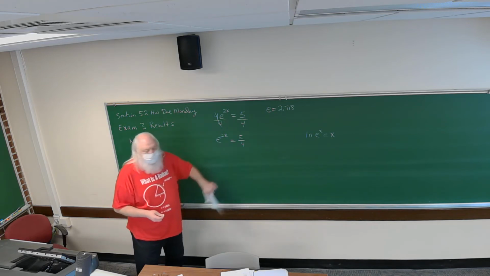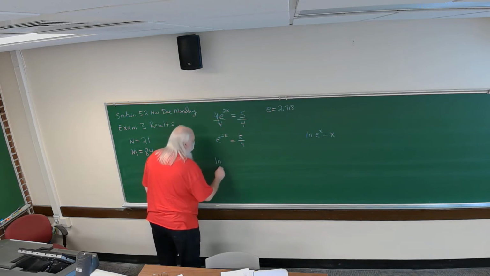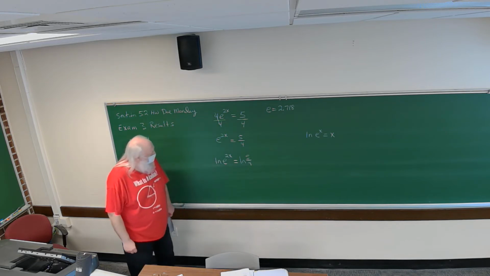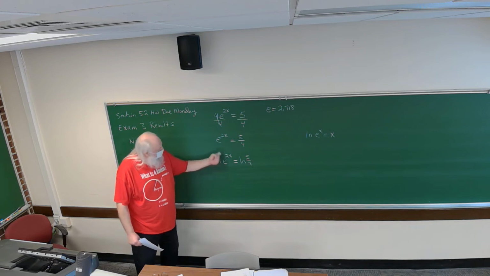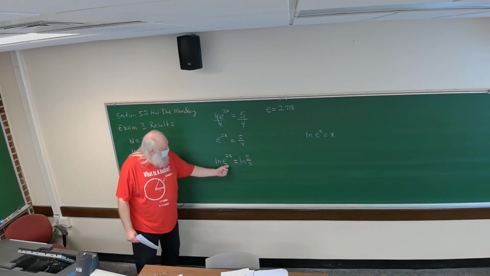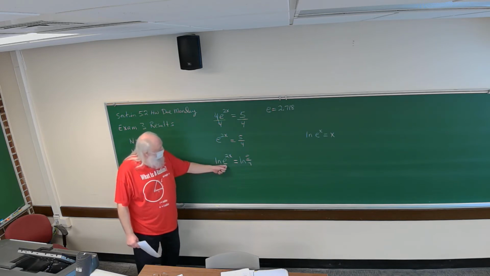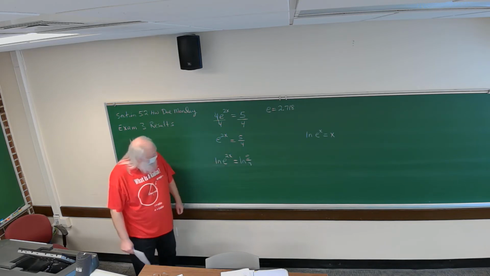So since the left-hand side equals the right-hand side, we can take the natural log of the left-hand side, and it has to equal the natural log of the right-hand side. What goes into the natural log function is called the argument in mathematics, right? So we can make e to the 2x and 5/4 the argument inside the natural log function of both sides.